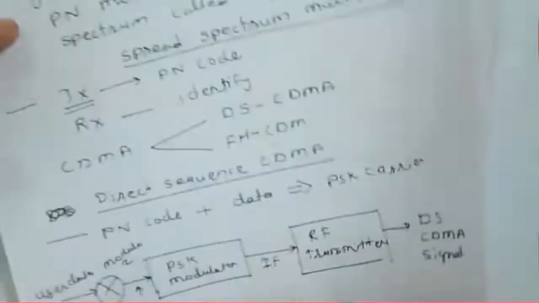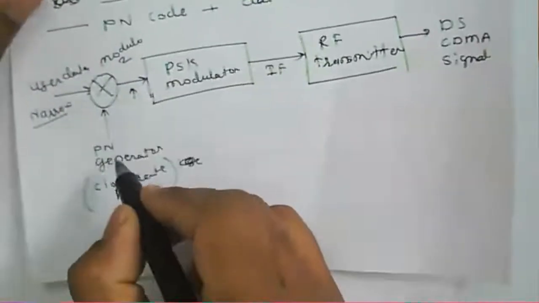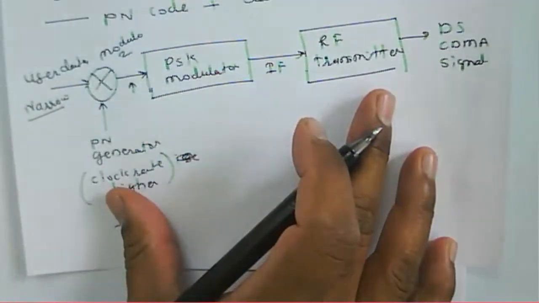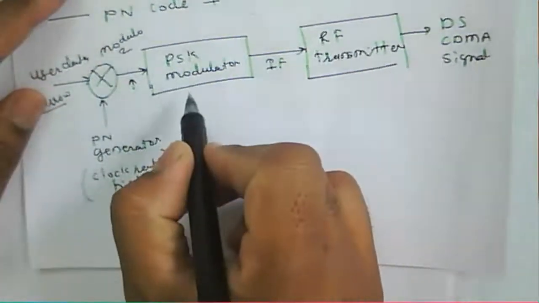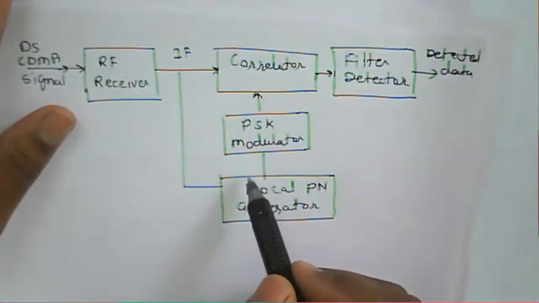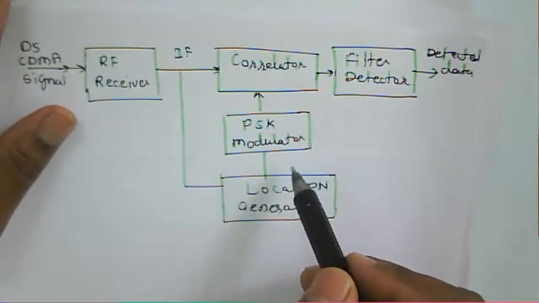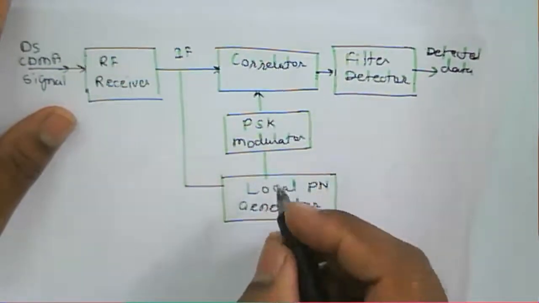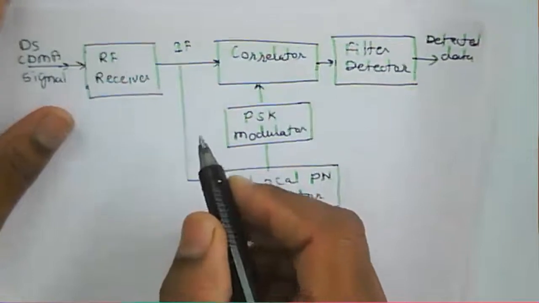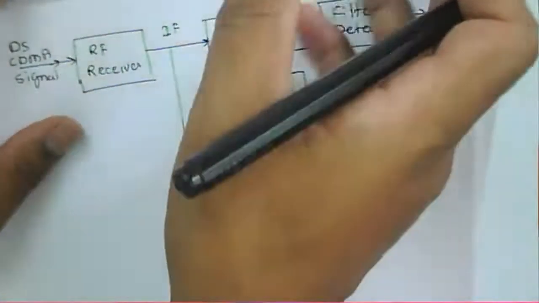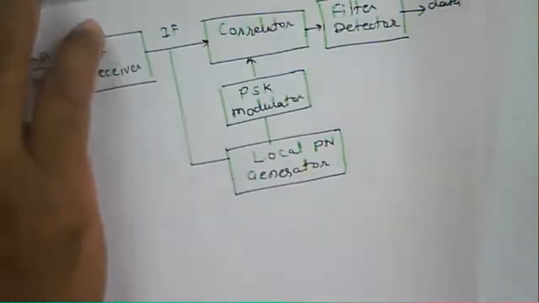Now, if you compare with the transmitter, the PN generator is on the transmitting side, and we have the PSK modulator, meaning the modulated output. But at the receiver side, there is a replica of the PN code generator that is to be used. That generated PN code is in phase synchronization with the PN code used at the transmitter. If it is phase synchronized, then data reception will be very easy.